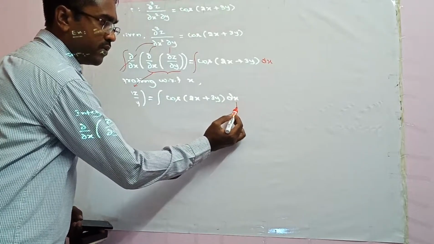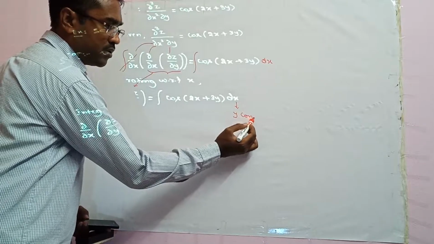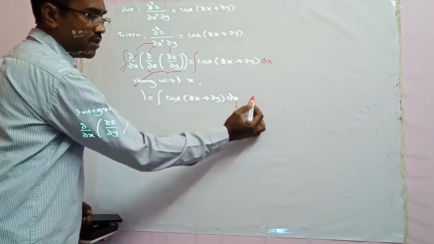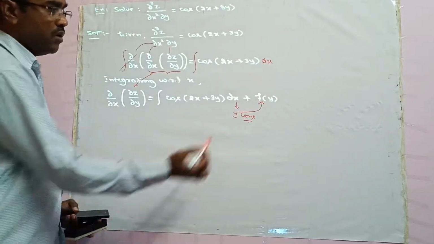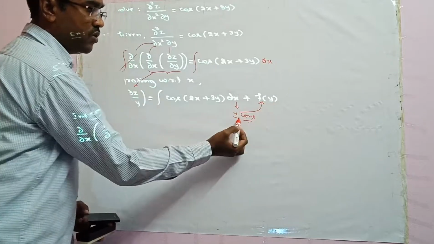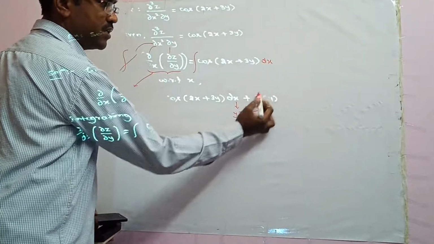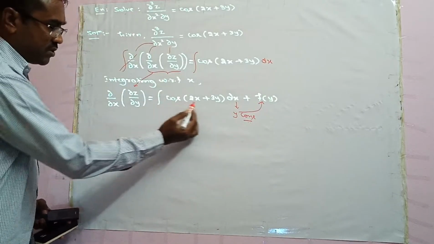Since we have integrated with respect to x, your y is constant. Let us write that integration constant in terms of y, plus f of y, which is an integration constant. Now let us simplify this first.